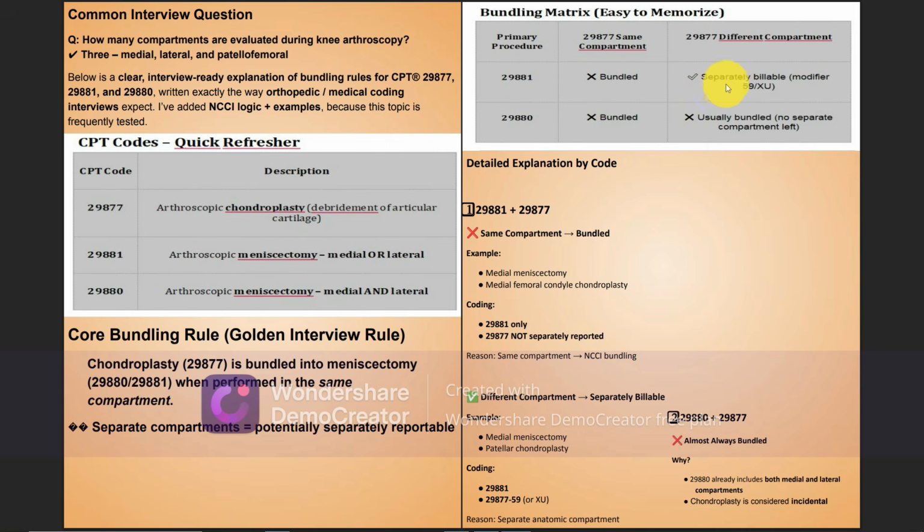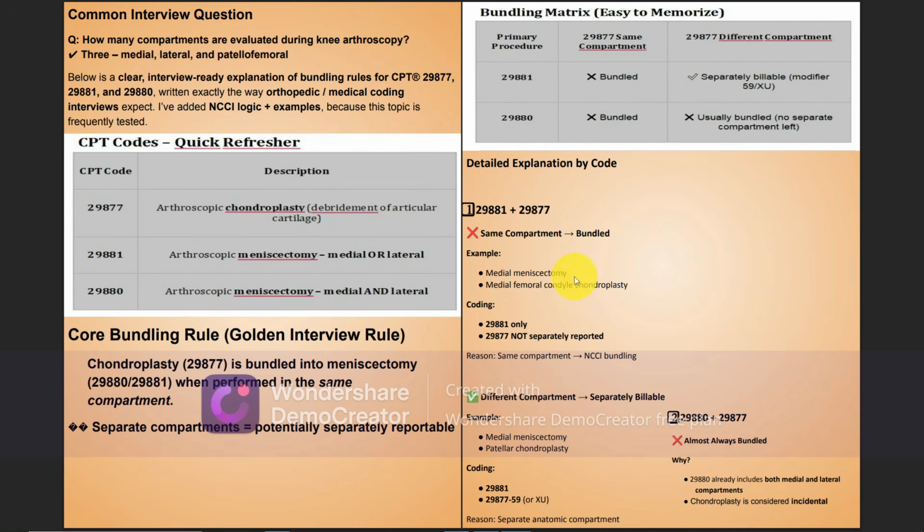29877 in different compartments is separately billable with modifier 59 or XU. Otherwise it is usually bundled, with no separate compartment left, right? So these codes and this comparison are given; you can check the detailed explanation from the coders. 29811 plus 29877 in the same compartment is bundled.